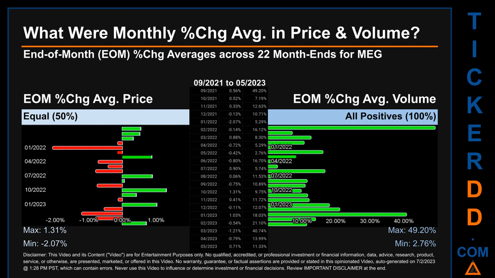Price saw an end-of-month max of 1.31% in average percentage change along with a minimum of -2.07%. For volume, the maximum and the minimum monthly percentage change were respectively 49.20% and 2.76%.